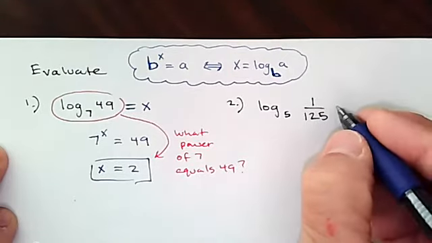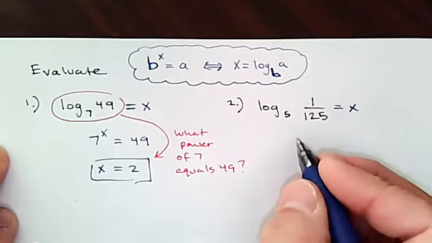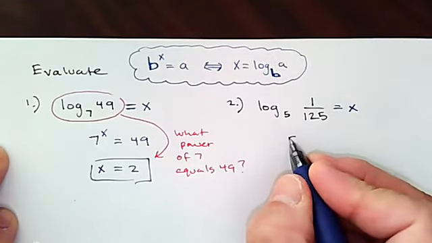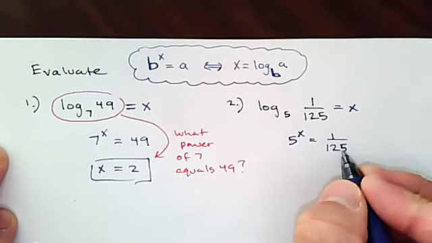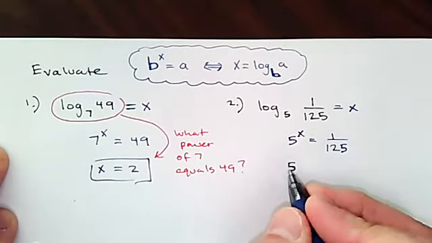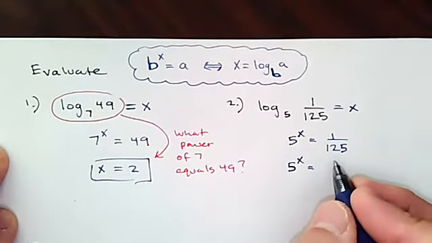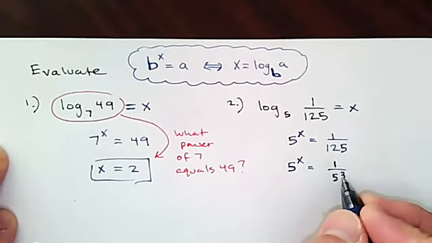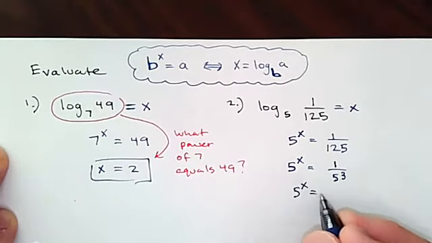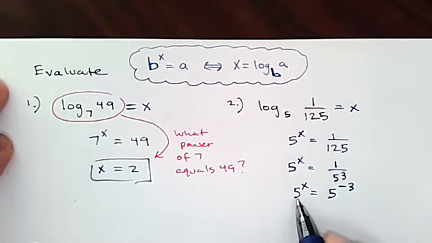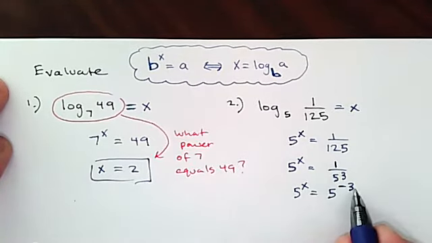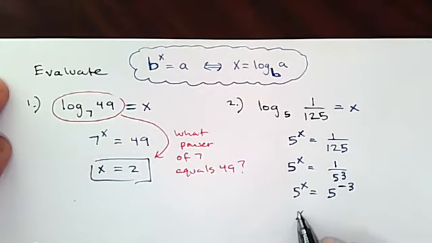Now, if you're ever unsure with that, of course, we can write this out in exponential form. This says 5 to the x equals 1 over 125. And then if you realize this is really 1 over 5 cubed, which could be rewritten as 5 to the negative 3. At this point, we could just argue that if 5 to the x equals 5 to the negative 3, what does x have to be? x has to be equal to negative 3.